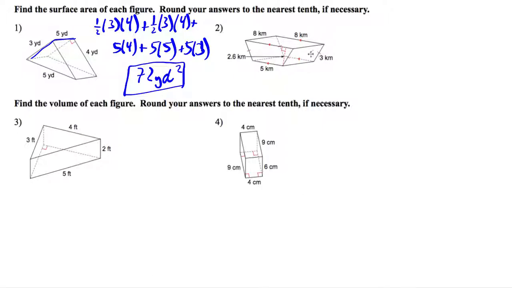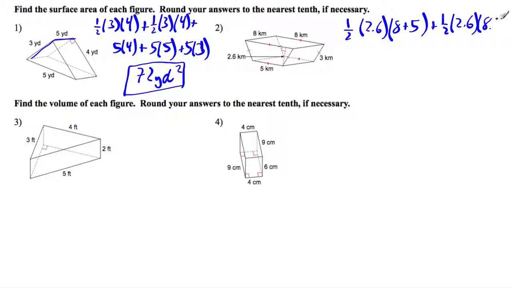Here we have two trapezoids. So this is a trapezoidal prism. The formula for the area of a trapezoid is 1/2 the height, which we can see is 2.6, times the sum of the bases. Well, this base is going to be 8. And we're going to add that to 5. And there are two equal bases.